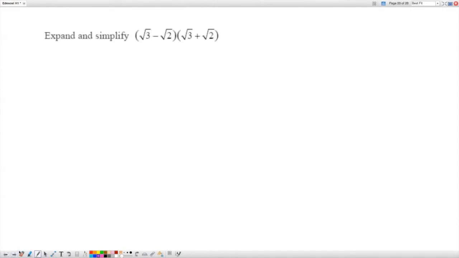Here we have double brackets, and within both brackets we have surds. Just like if we had brackets before, we need to multiply each of the terms here and here, here and here, here and here. So we're going to have 4 terms.